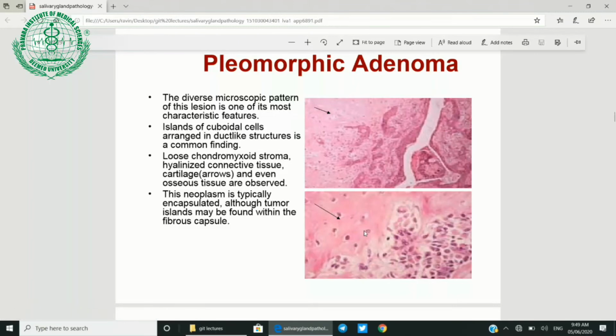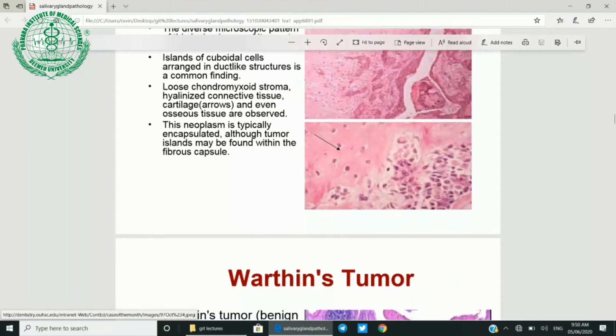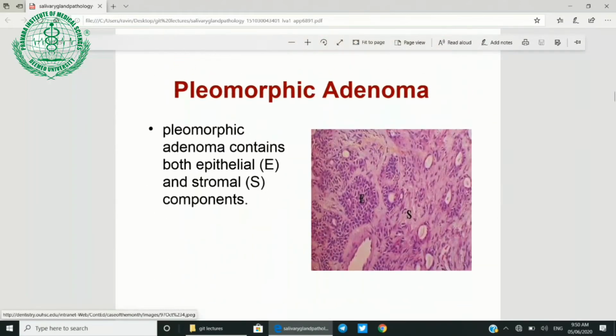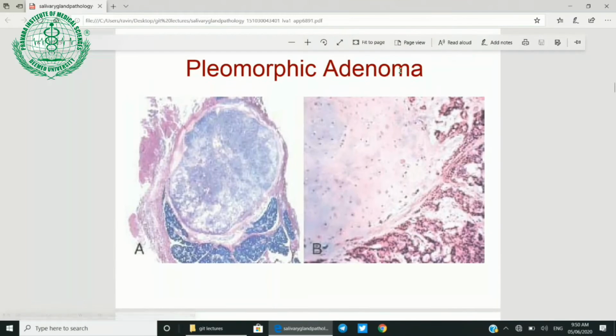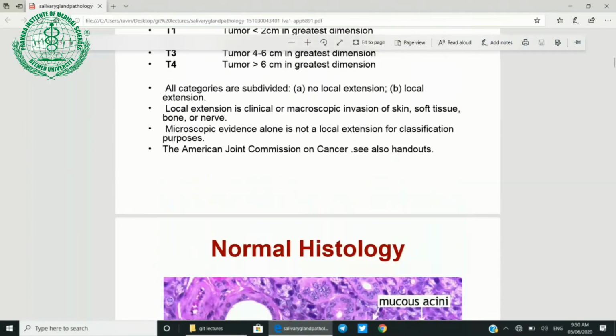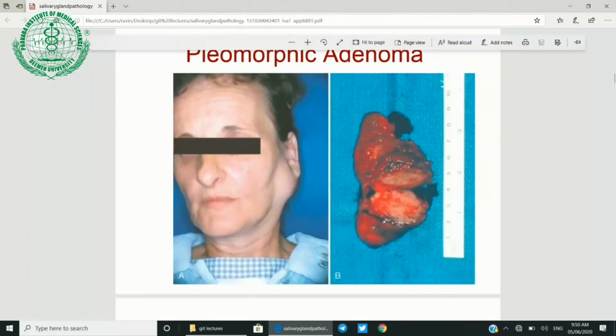Hyalinized connective tissue, and even sometimes you will get osseous tissue. This pleomorphic adenoma is very typically encapsulated, and you may get some tumor cells around the fibrous capsule, but mostly it is encapsulated. You can appreciate this cartilaginous stroma. So stroma is very peculiar in this tumor as against the epithelial cells. So this was pleomorphic adenoma, a benign tumor of salivary gland.